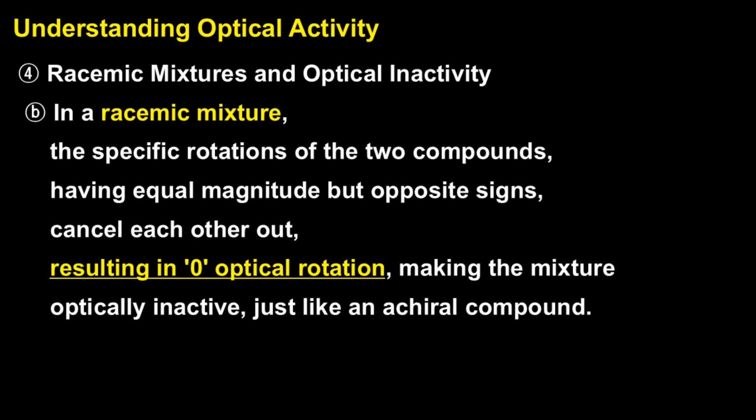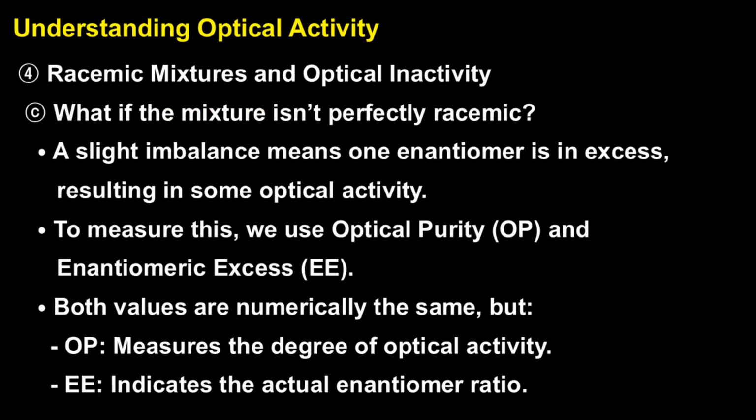Since these two enantiomers rotate plane-polarized light by the same amount but in opposite directions, their rotations completely cancel out. That means the specific rotation becomes zero, and the mixture acts like it's optically inactive, just like an achiral compound. Even though the individual molecules are chiral, the mixture itself doesn't rotate light, making it look just like an achiral substance in terms of optical activity.